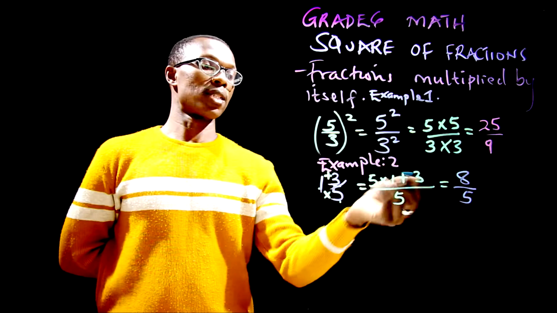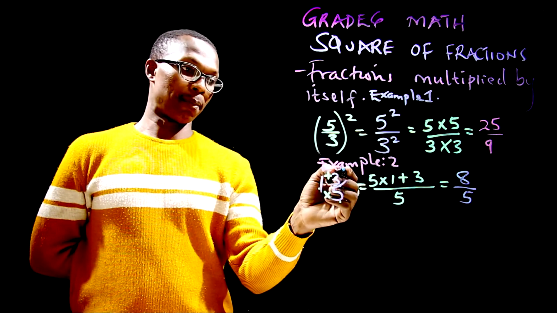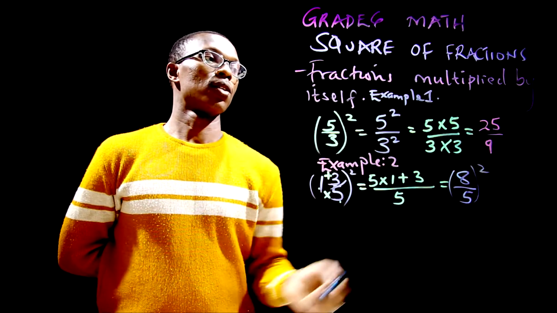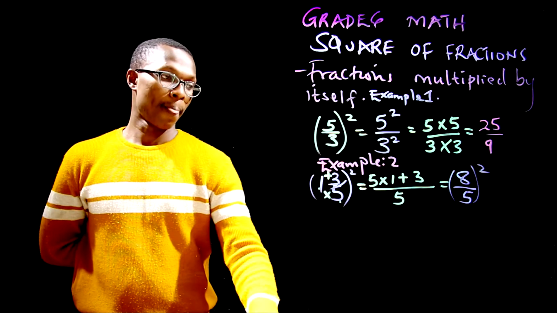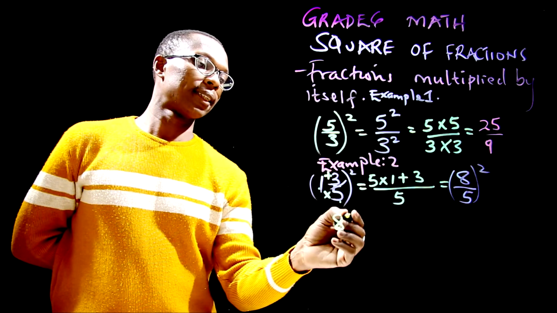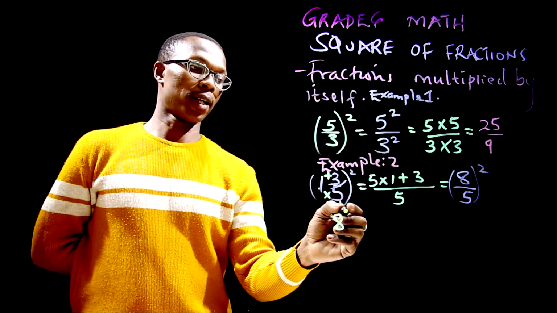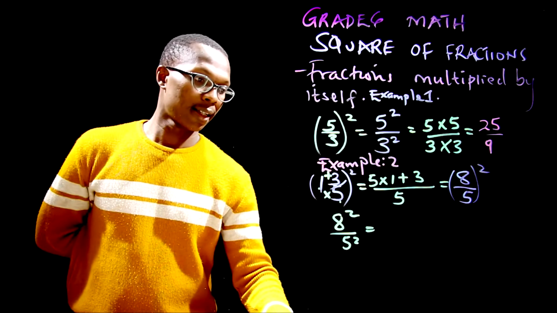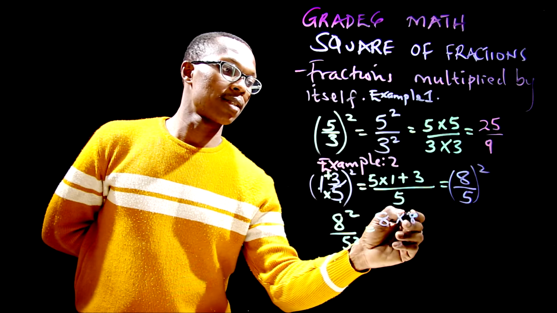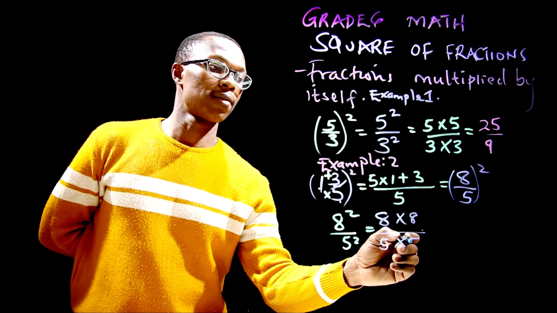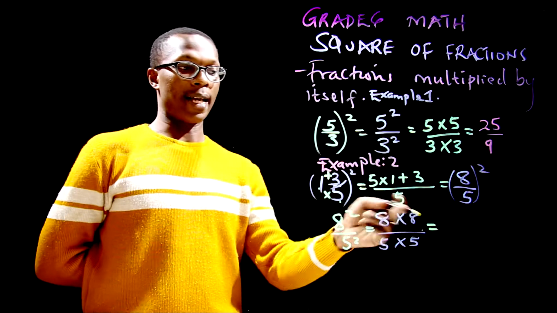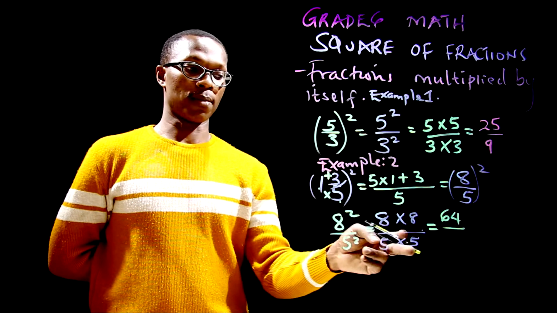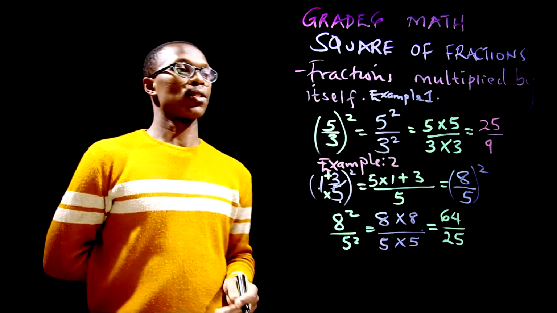Now we have a square here, so the same thing we did before: we raise it to power 2. We remove the bracket, so we have 8 squared over 5 squared. You simply take 8 times 8, and down here 5 times 5. 8 times 8 gives you 64, and 5 times 5 gives you 25.